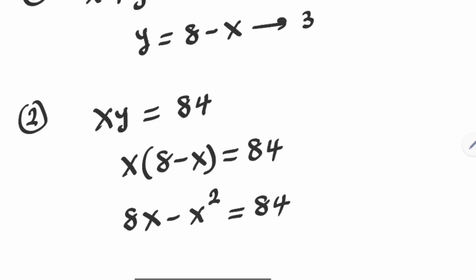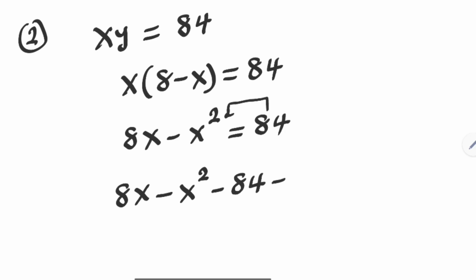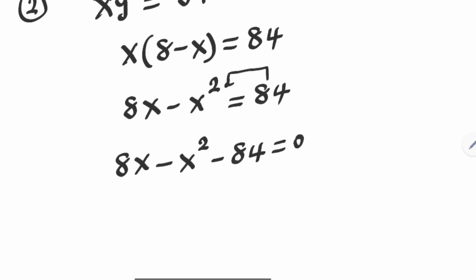Let us equate everything to 0 by bringing this 84 into the left hand side. 8x minus x squared minus 84 is equal to 0. Let us put this in standard form. Minus x squared plus 8x minus 84 is equal to 0.